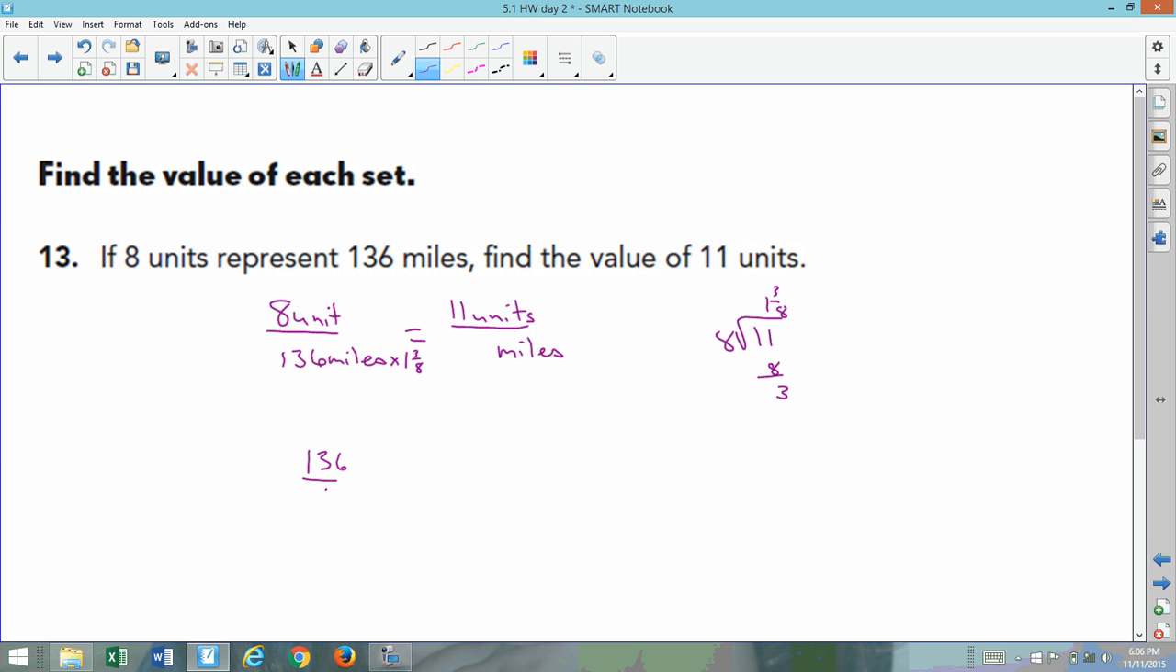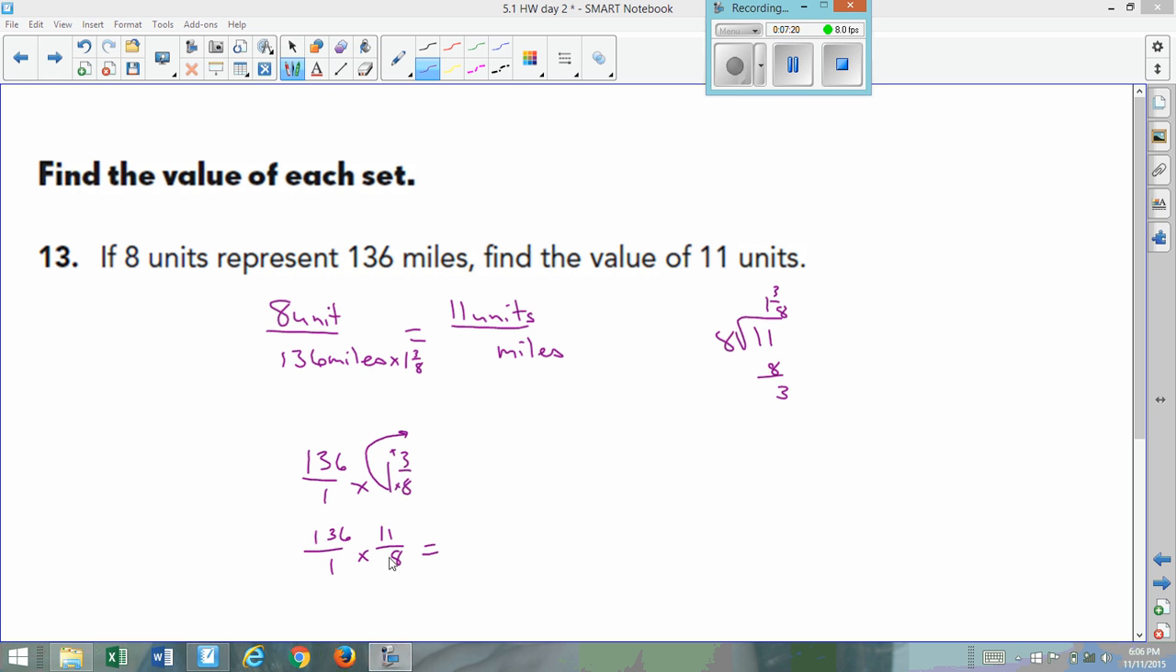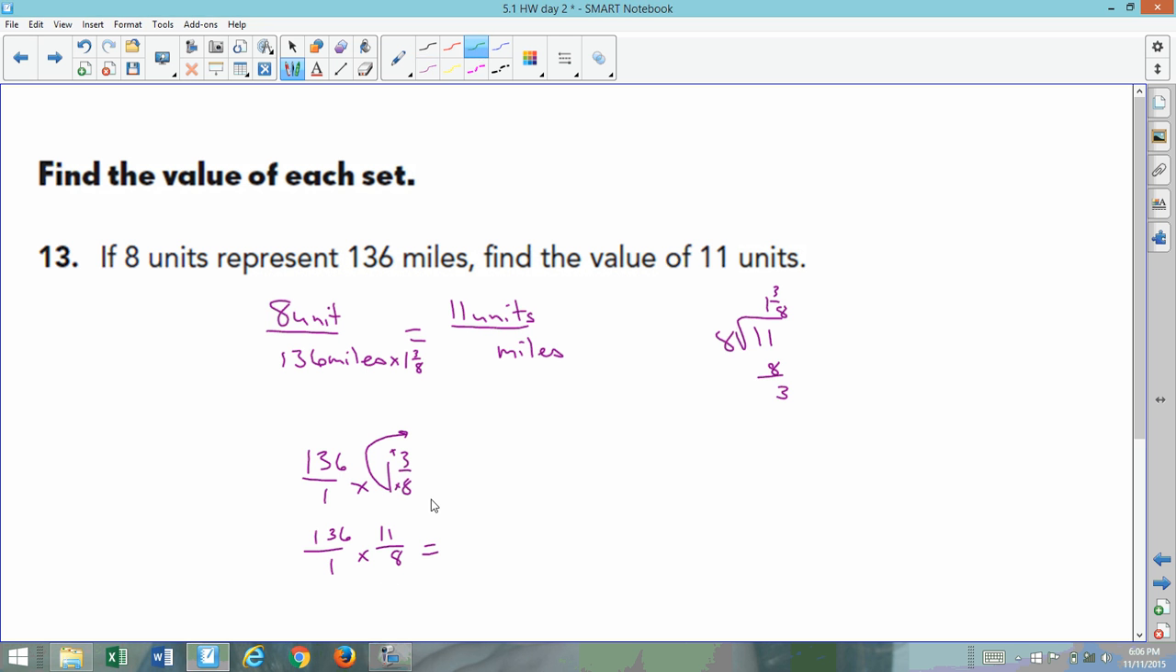136 over 1 times 1 3/8 is 136 times, around the clock up here, times plus around the clock. We get 8 plus 3 is 11 eighths. And you can cross cancel. 8 goes into 8 once. 8 goes into 136 17 times. Then you would do 17 times 11. And you get 187 miles as your answer.